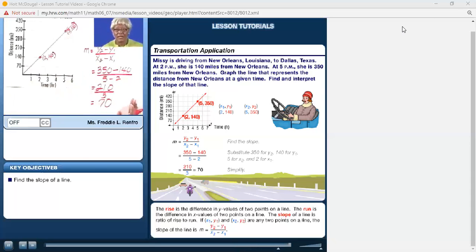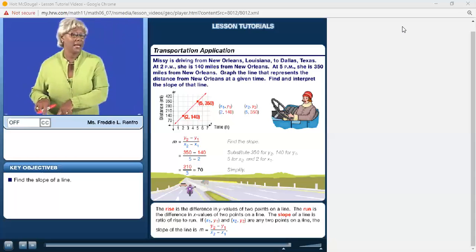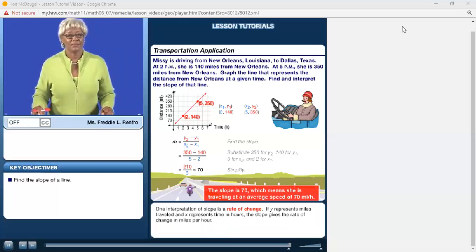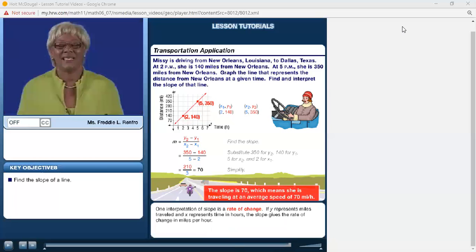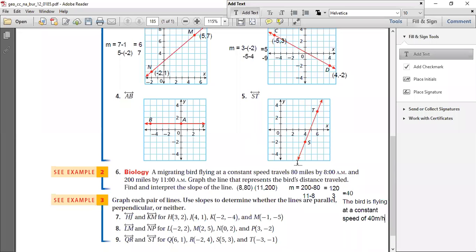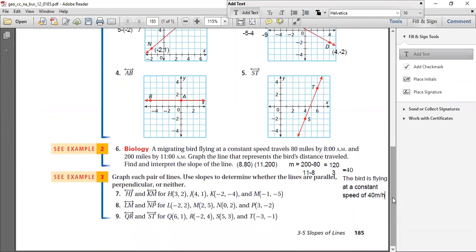Now, what does that mean? That means that Missy is traveling at an average speed of 70 miles per hour. So it was almost similar to the question which we did. The only thing is she did it by graphing it, and I just explained it to you without graphing it. That's the only difference. I just wanted you to watch because you need to know how to graph it.